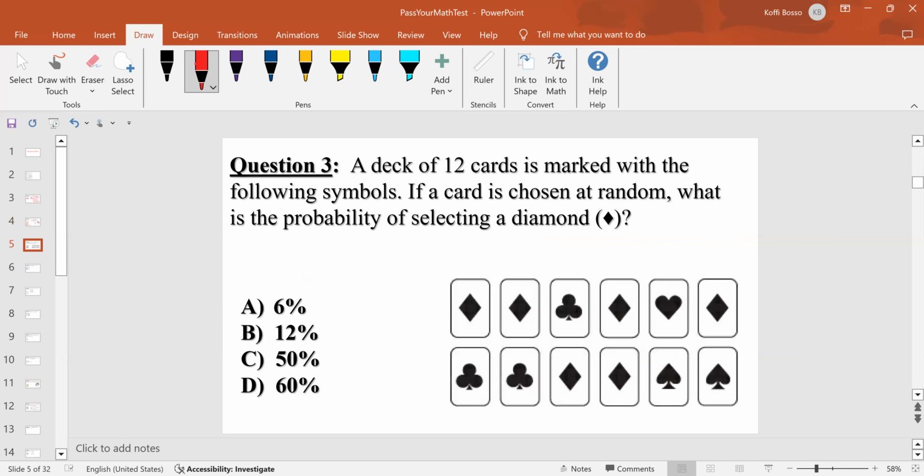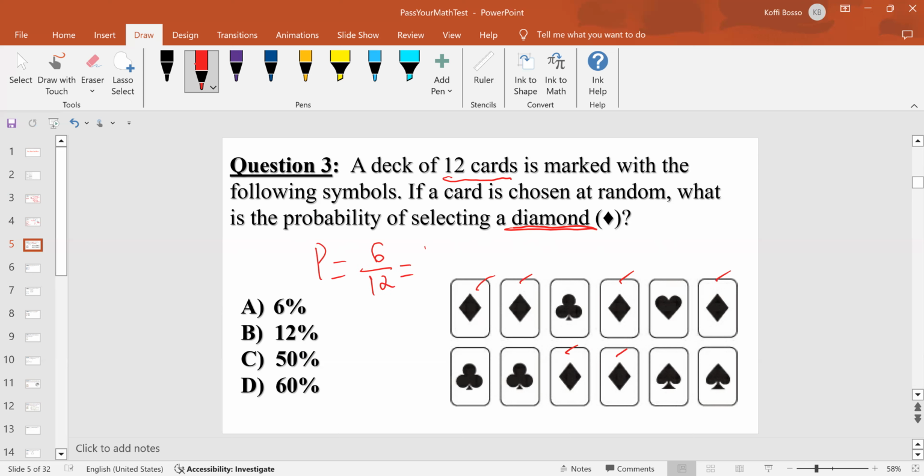Question number 3. A deck of 12 cards is marked with the following symbols. If a card is chosen at random, what's the probability of selecting a diamond? Okay, the first thing to do here is to count. How many cards do you have? We have 12. They already give you this. Now, how many cards are diamond? So we have 1, 2, 3, 4, 5, 6.